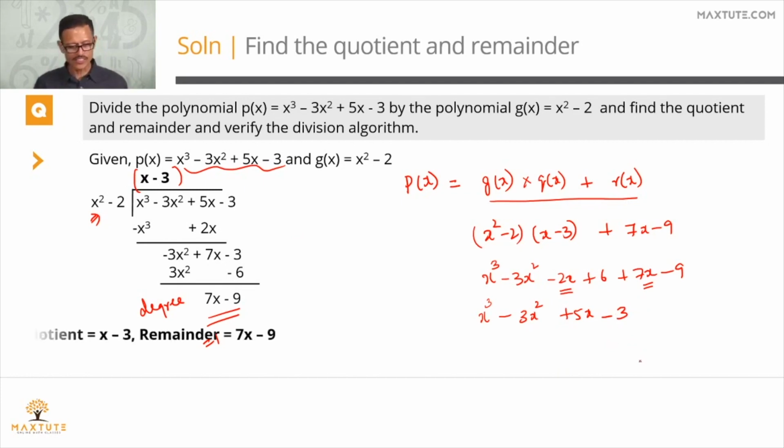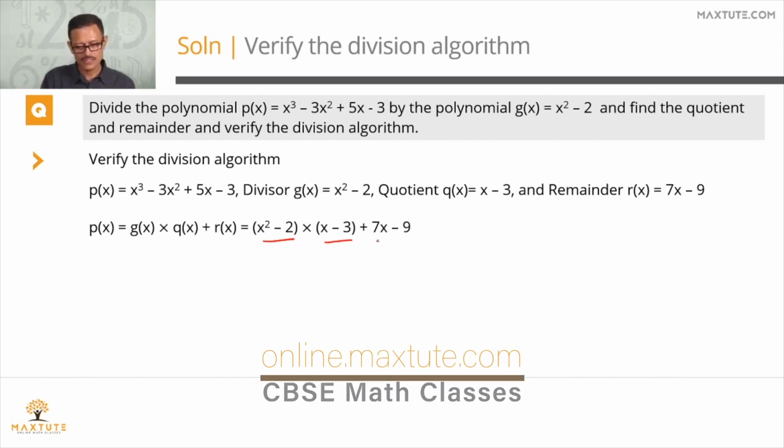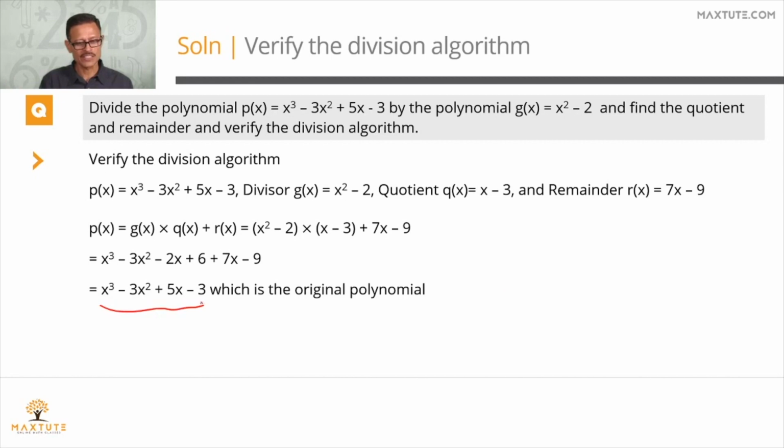Quickly run through this verification as well in a printed form. This is what we have as verification. This is g of x, this is q of x, this is r of x. The expansion of all of these things give us the polynomial that we started with. So therefore, it is verified and done.